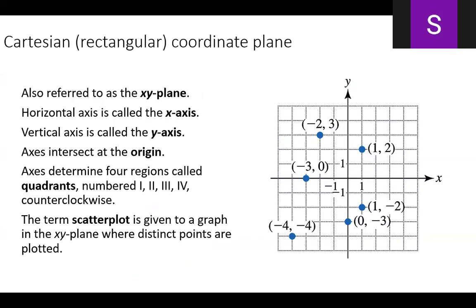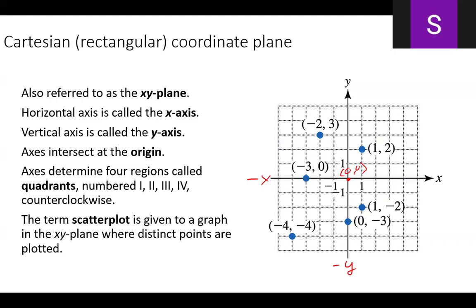Your horizontal axis is called the x-axis. Your vertical axis is called your y-axis. You have positive x's to the right, and negative x's to the left. Positive y's to the top, and negative y's to the bottom, okay? Your axes intersect at the origin, so your intersection is right here, and that's going to be at (0, 0). That's the point where it's neither positive nor negative. We're neutral.